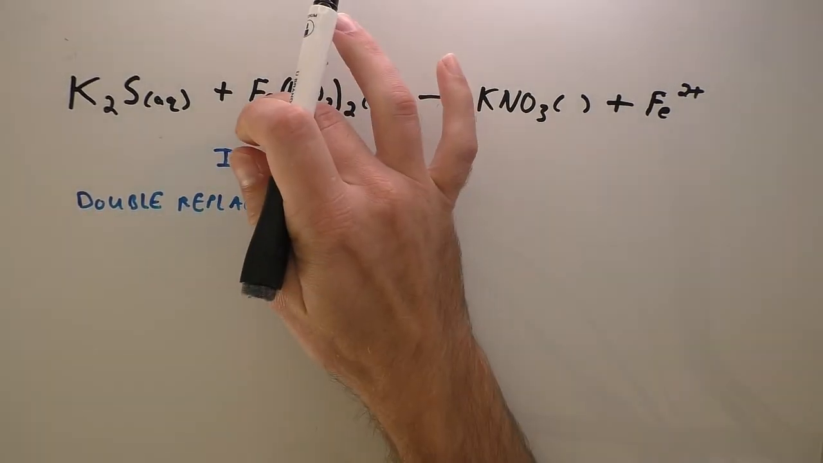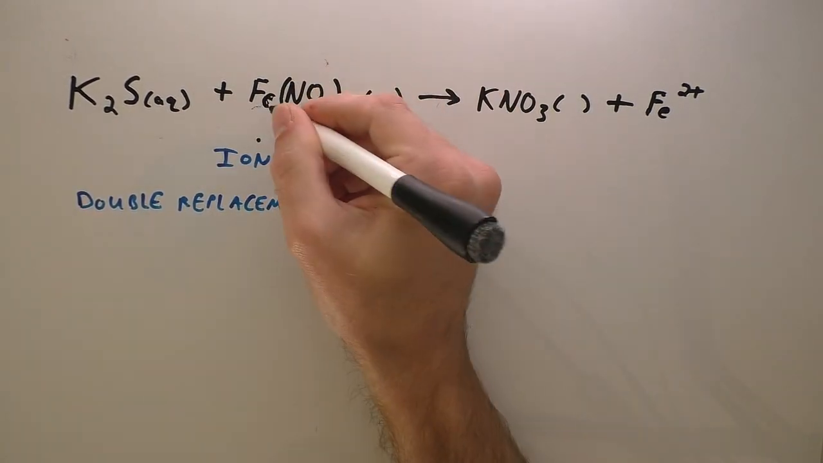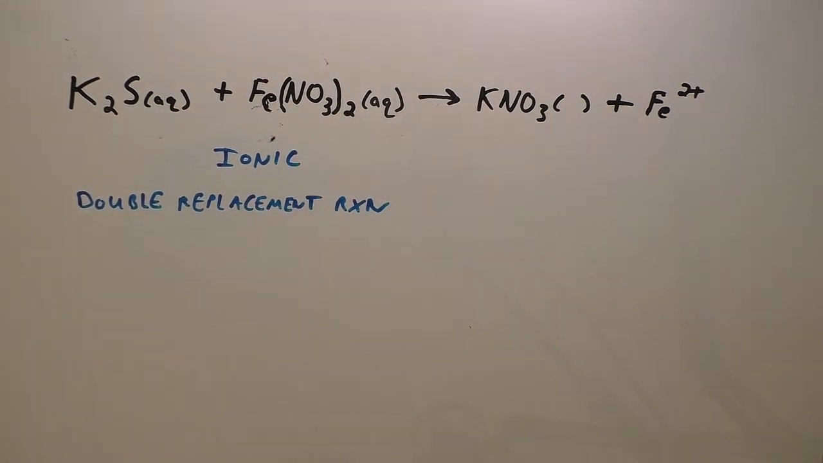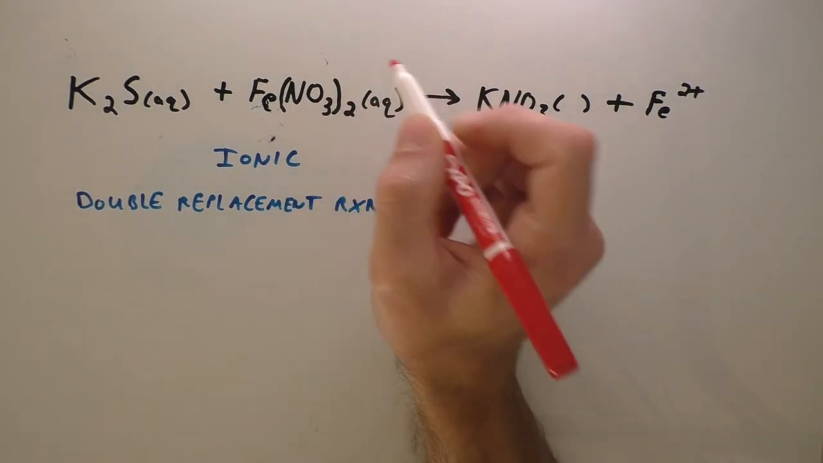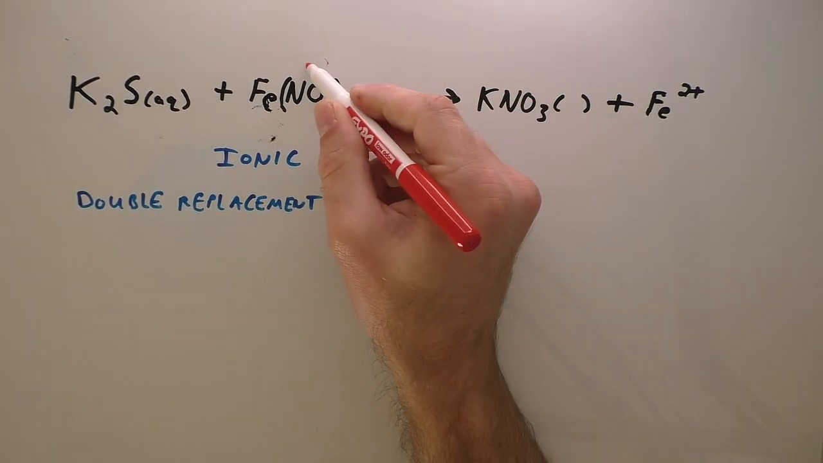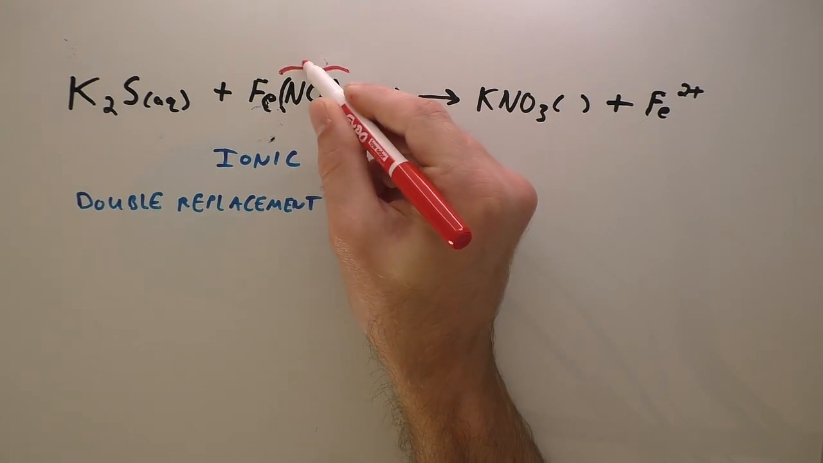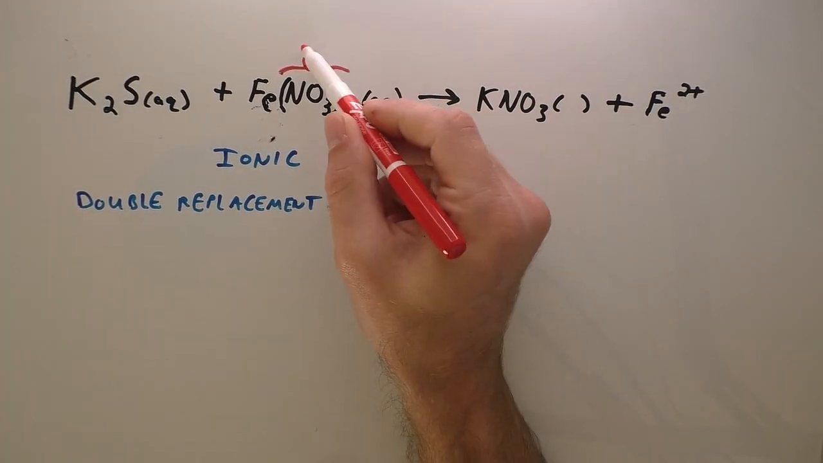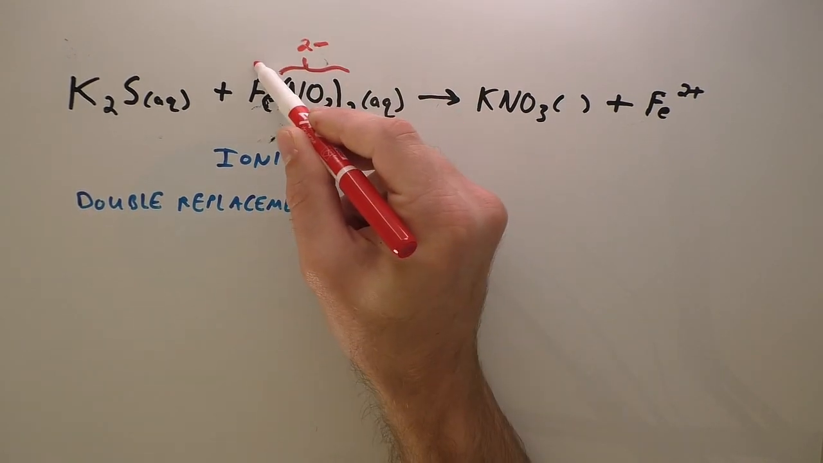So we have this Fe(NO3)2, right? Earlier we established that each of these nitrate ions is 1-, and according to this chemical formula, there are 2 of them. So that means the total charge coming from the anions is 2-, right?